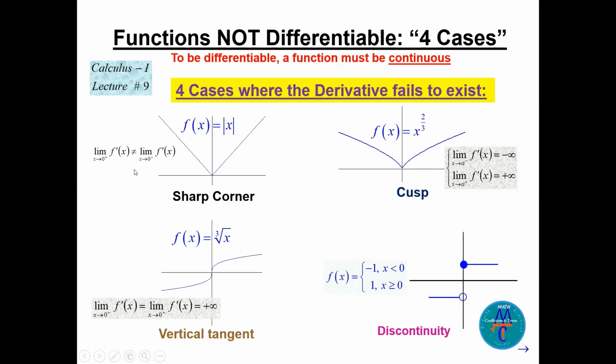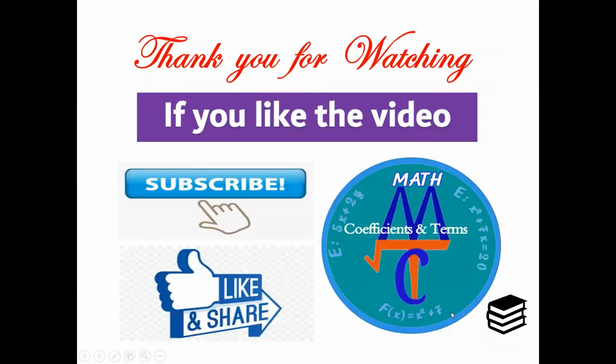Sharp corner, when the limit on the right is not equal to the limit from the left. So the function is not differentiable. We call it a sharp corner. So at a sharp corner, the function is not differentiable. At a cusp, the function is not differentiable. At a vertical tangent, the function is not differentiable. And if we have any discontinuity, the function is not differentiable.